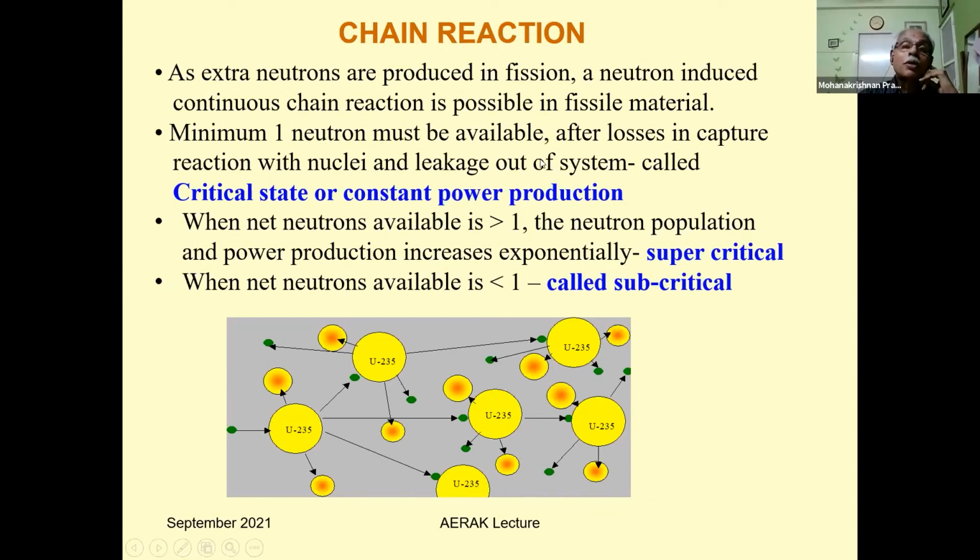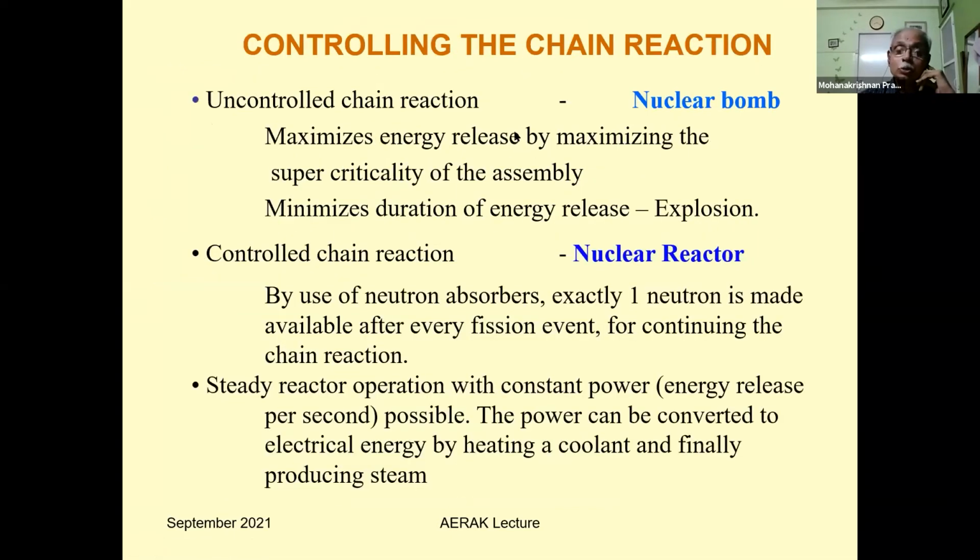The uncontrolled chain reaction is called the nuclear bomb, which was made subsequent to CP1. A nuclear bomb maximizes the energy release by maximizing supercriticality and also minimizing the duration, so that it is as fast as possible. So the explosion takes place. So this is a nuclear bomb.